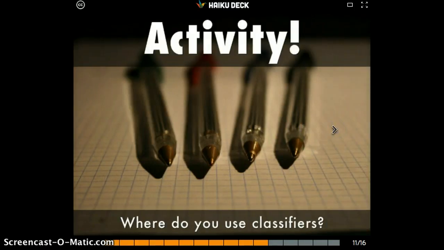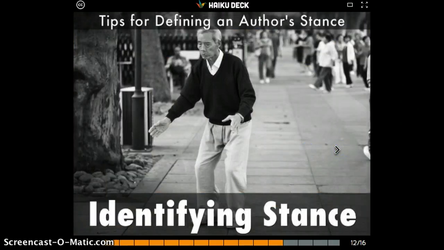So where do you use classifiers in your summaries? Try to find opportunities where you can use classifiers in your summary writing, because it'll improve them and give your reader more analysis. Once you've done this, it'll become very simple for you to define an author's stance. And we can describe stance as being related to tone and purpose.